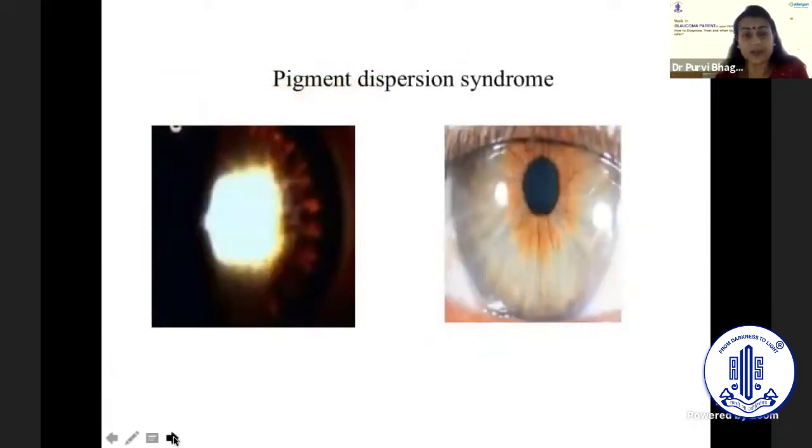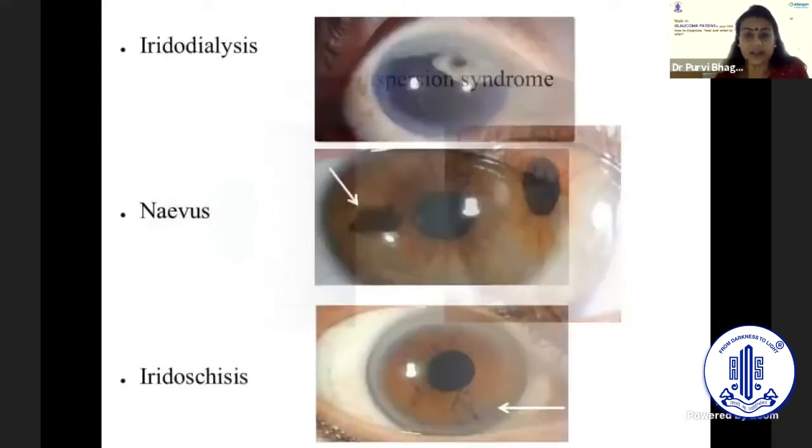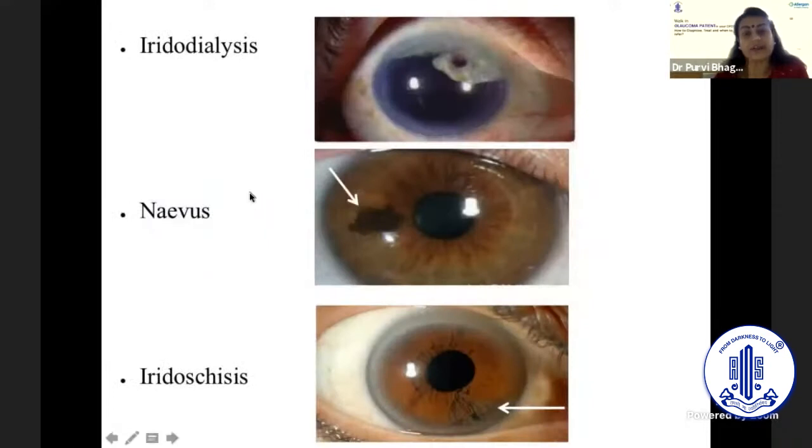Again, in pigment dispersion syndrome, you'll see the classical church window defects, the transillumination, and you can see that loss of pigmentation as well. In cases of trauma, or even if there is no history of trauma, an iridodialysis should make you suspect a history of trauma, and you should ask for the history further.